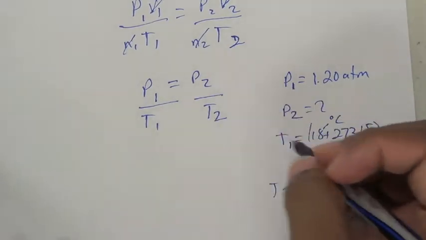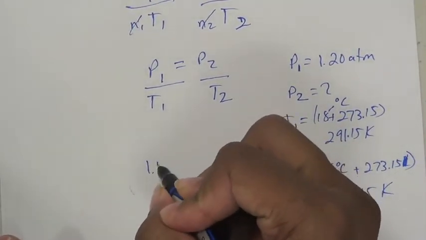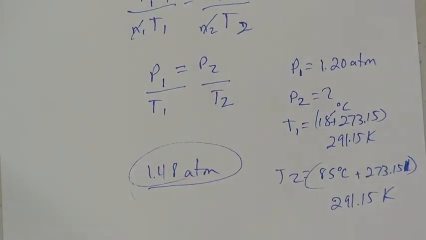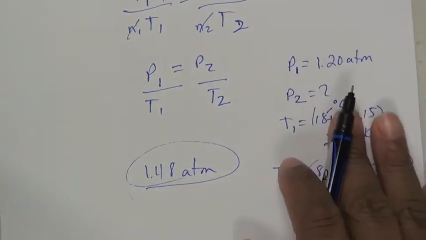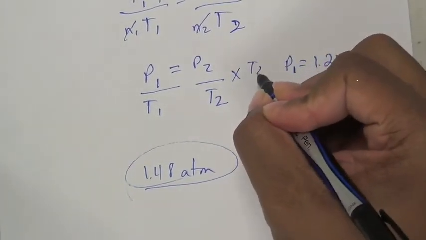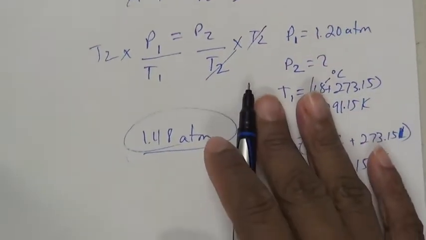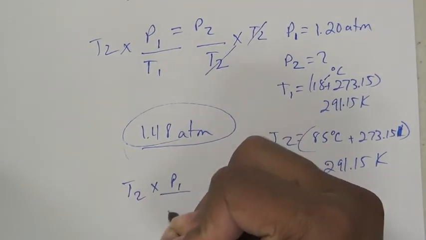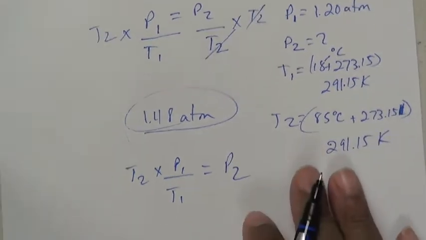Once you plug that in, I'm not going to do it this time for you, you'll be able to do it by now. It should be 1.48 ATM. That's the answer you ought to get once you solve for P2. Multiply both sides by T2, these cancel out, leaving you with T2 times P1 over T1 is equal to P2. Then we plug it in.